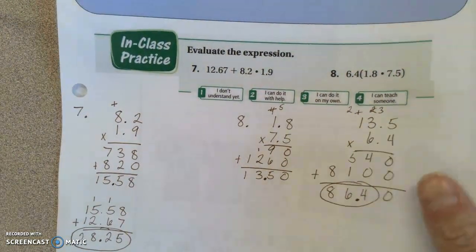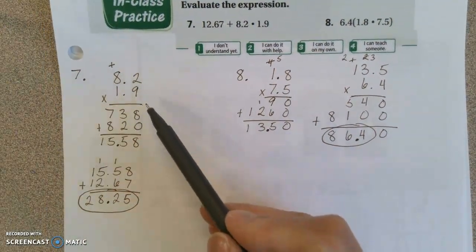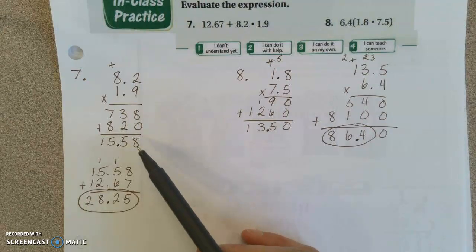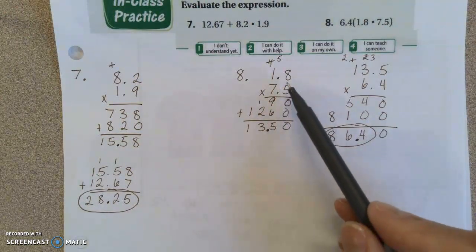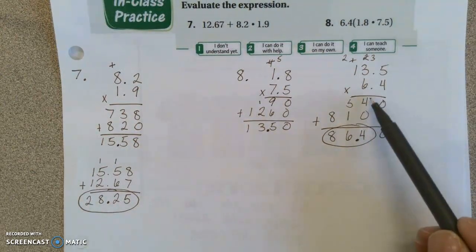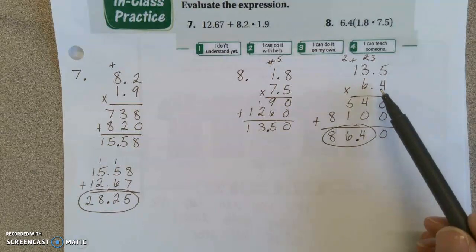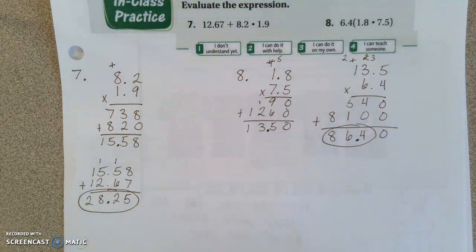Here we are. So here I multiplied and I had 15 and 58 hundredths. So I took that product and added to get 28 and 25 hundredths. Number 8, I multiplied in parentheses and I got 13 and 5 tenths. So I took that 13 and 5 tenths and multiplied by 6 and 4 tenths, ending up with 86 and 4 tenths.